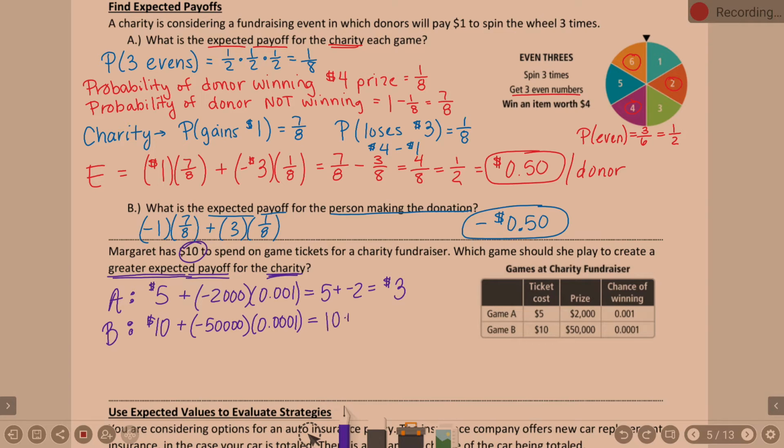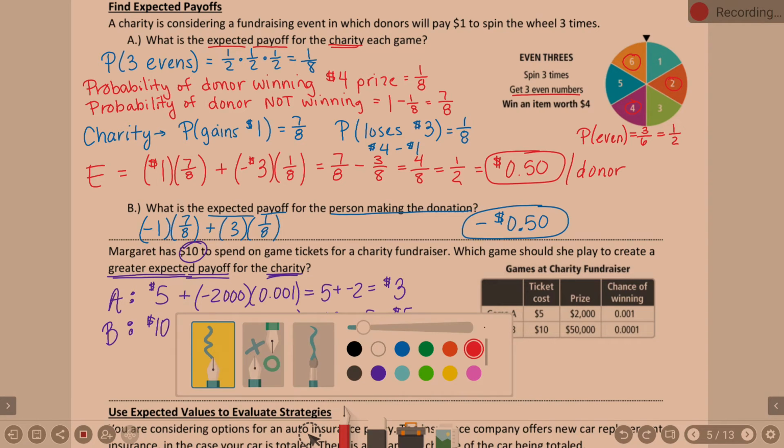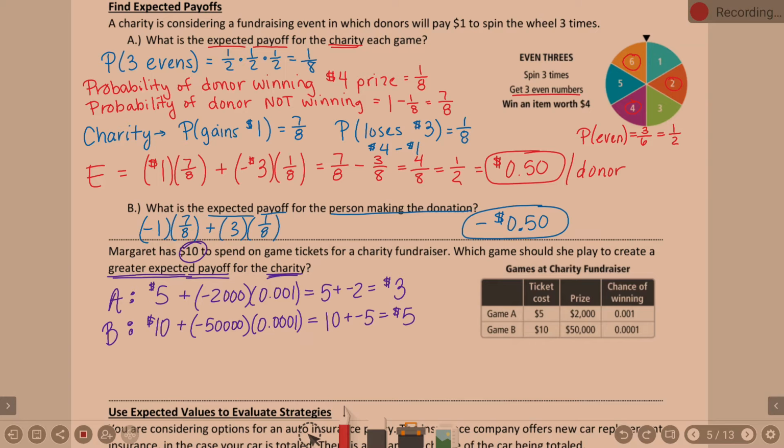So what's going to happen here? We're going to have the 10. 1/10,000th of 50,000 is going to be -5. So 10 minus 5 is going to be $5. Okay. Here's the big question. Which game should she play to create the greater expected payoff for the charity?